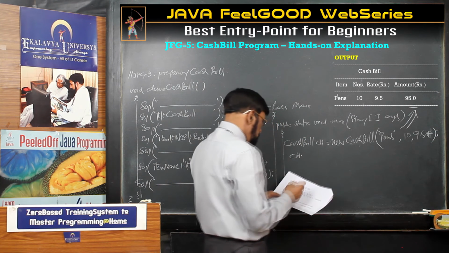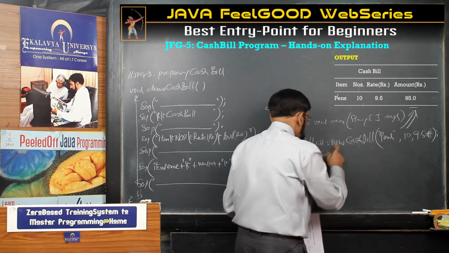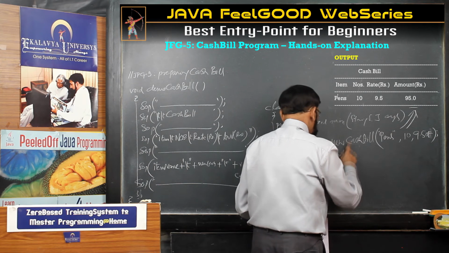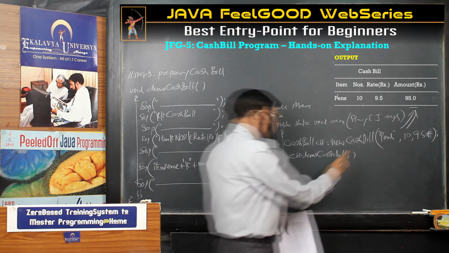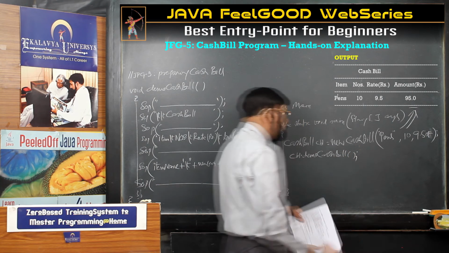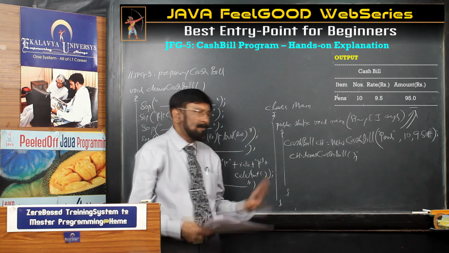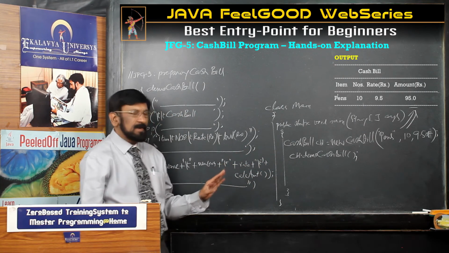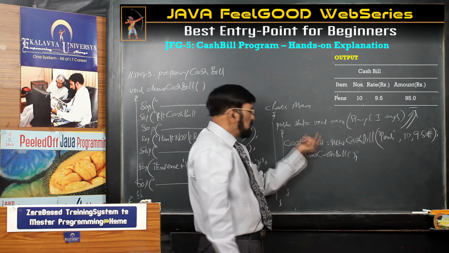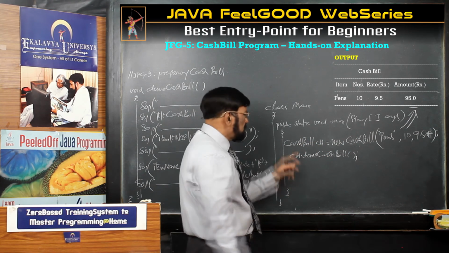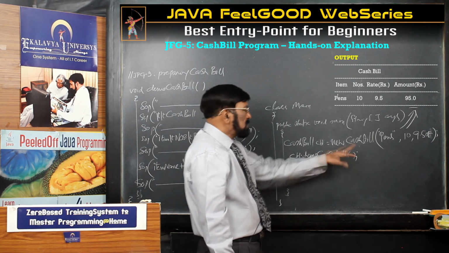Then, what do you want to print? Call demoCashBill. Just call this function. You need not pass any arguments. And here, semicolon. Then, in turn, the output is printed. Whatever output you are expecting is printed. This is one object. If you want, you can create n number of objects. Suppose next one, CB2, everything the same.